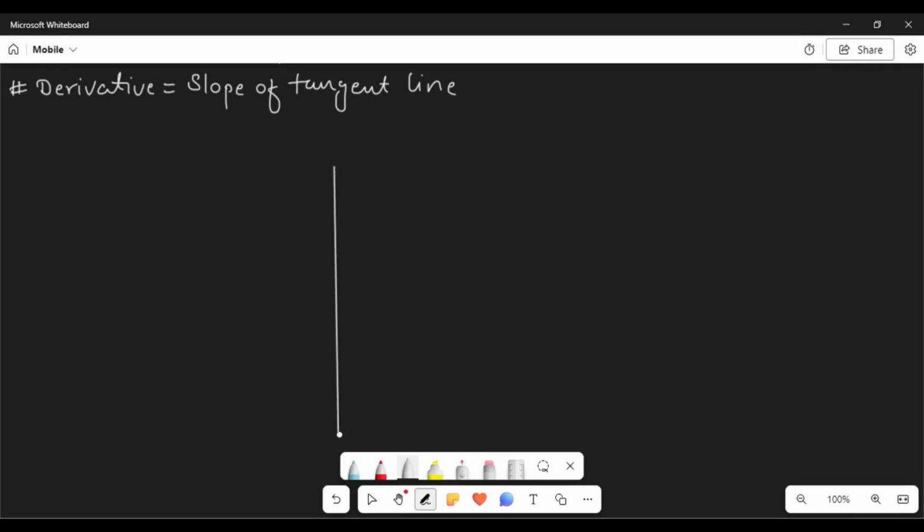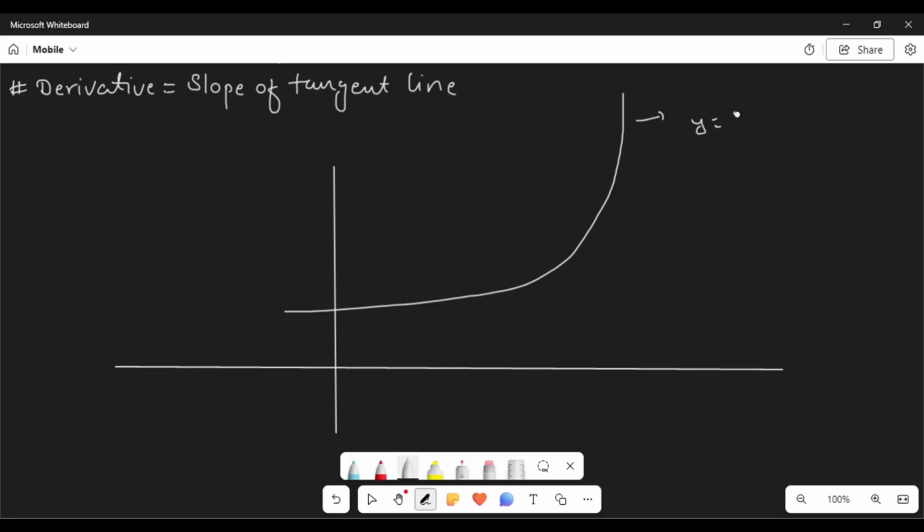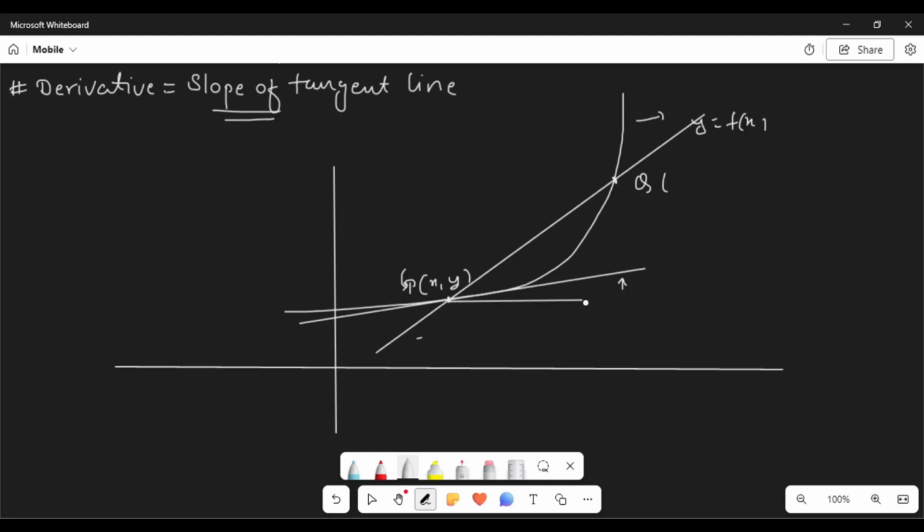Let's draw a random function first. Let's call it our function y equals f(x). This is our function. Let's say we want to calculate derivative at this point. Let's call it P. Its coordinates x, y. Now, if we wanted to calculate derivative at this point, then what do we need to find? Slope of the tangent line. Okay. Let's see. This is our tangent line at this point, and its slope is equal to the derivative at this point. Okay. Now, the idea here is to draw a line. First, we draw a random line passing through this point, and call it Q. First, we find the slope of this line PQ, and then we find the slope of the tangent line.